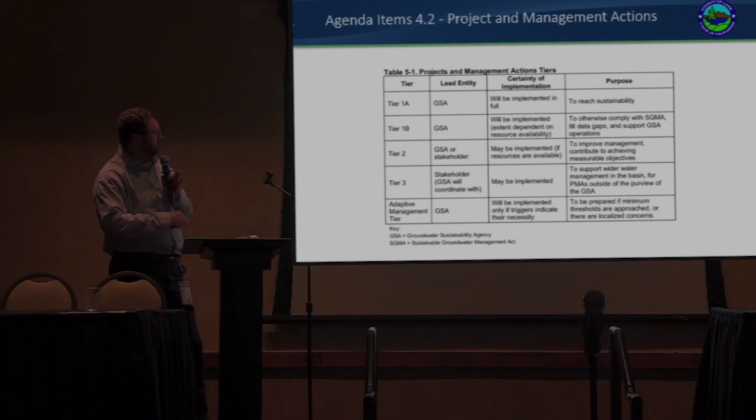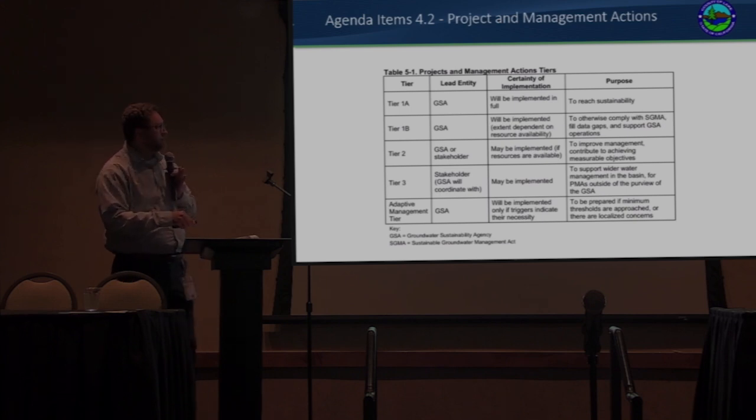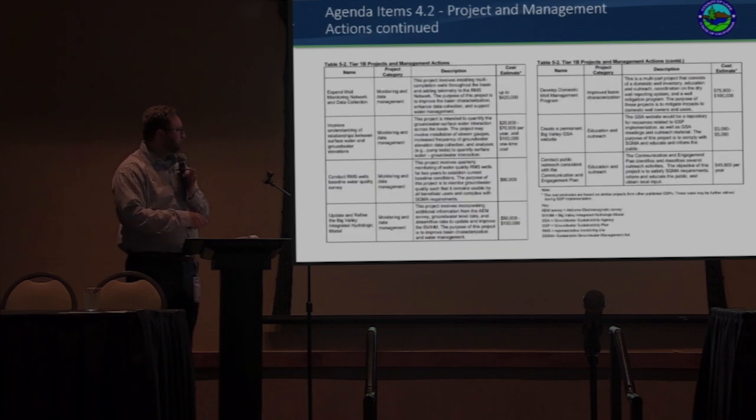However, remember these next 3, as I'm going to be getting into some more details of what those project managements were. Tier 1B was to otherwise comply with SGMA, to fill data gaps and support the GSA. Tier 2 is to improve management and contribute to achieving measurable objectives, and tier 3 is to support wider water management.